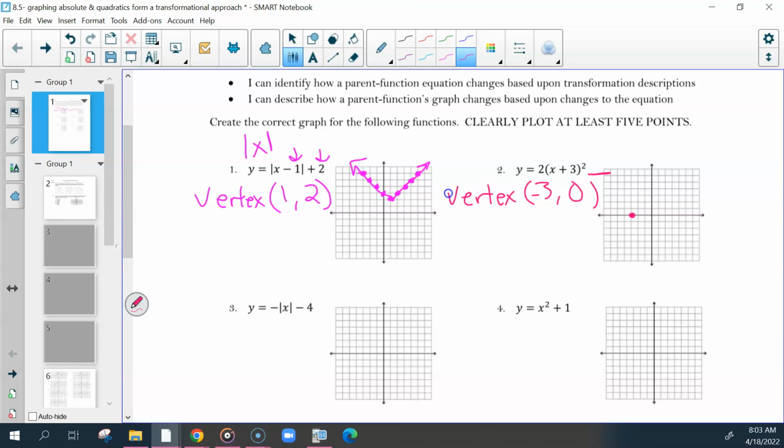Not lighter. If it was a fraction, it would make it skinnier. Yes. And with this, we have to remember our function of a quadratic, since it has that 2. I'm going to, off to the side, write a short little table. This would be the parent functions table.